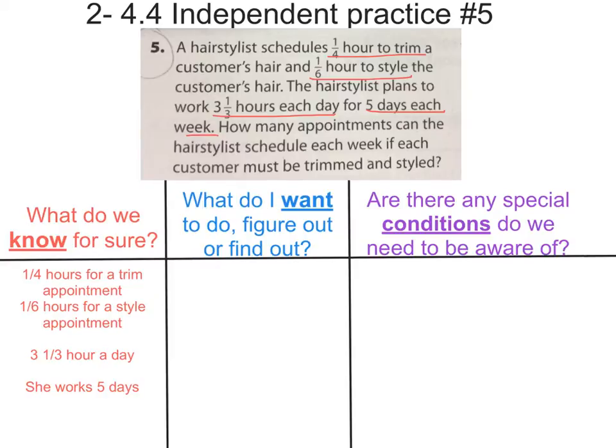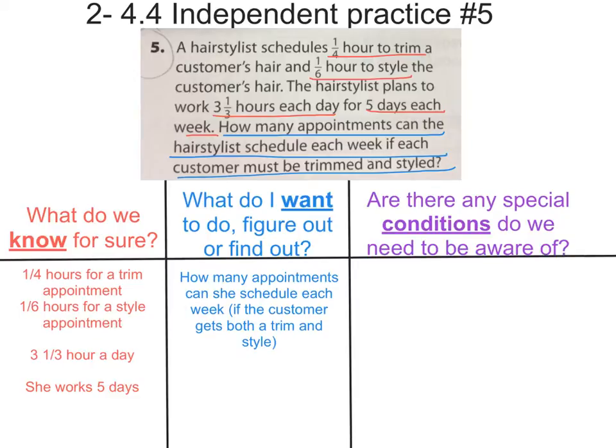Now we want to try to figure out what do we want to find out. And this is also located in the problem itself, and sometimes it's just that last sentence that ends in a question mark. So in this case, we want to know how many appointments can she, the hairstylist, schedule each week if the customer gets both a trim and style. So we need to figure out not only how long she works each day, but for the full week, and then how many appointments can she make.